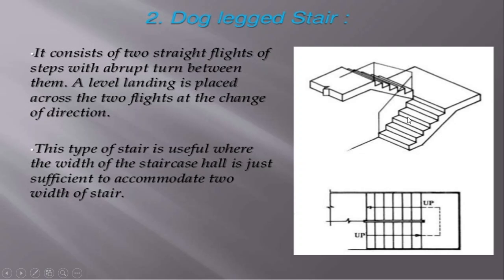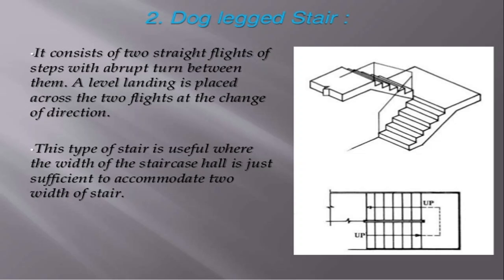This type of stair is useful where the width of the staircase hall is just sufficient to accommodate two width of stair. So where are they providing these types of stairs, dogleg stairs. So in straight stairs, we have looked that these stairs will be provided where the hall is very large and very wide, and very long hall. If we have, we will provide straight stairs in those cases.